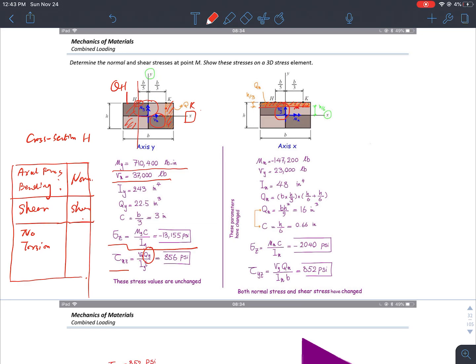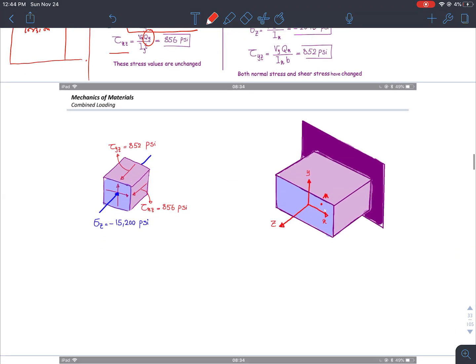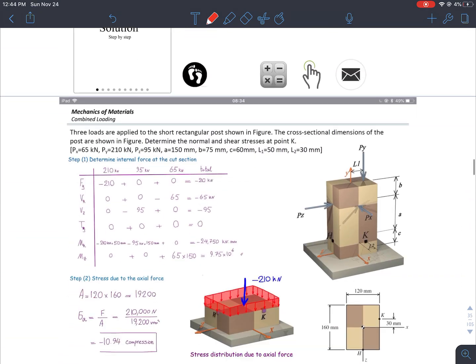But since I don't have a point, right? My point K is right here, and my point H is right here. They are both on the edge of it. So the shear stress due to shear force in y direction, Vy, equal to 0.